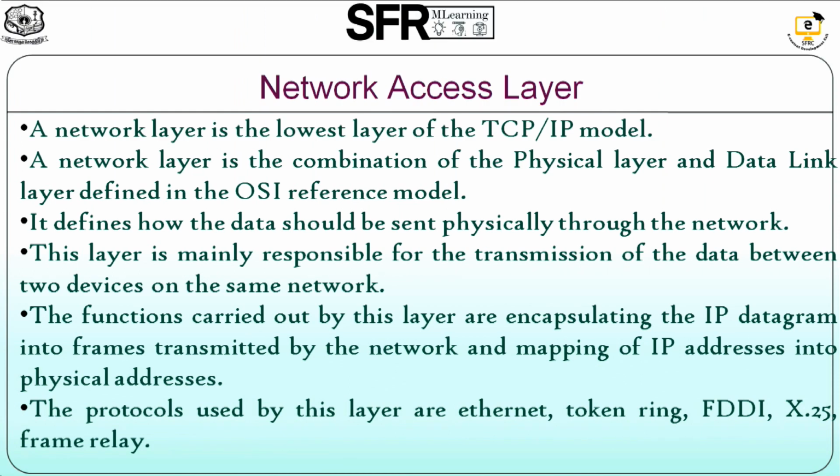The first and lowermost layer is the network access layer. The network access layer is the lowest layer of the TCP/IP model. It is the combination of the physical layer and data link layer defined in the OSI reference model. It defines how the data should be sent physically through the network. This layer is mainly responsible for transmission of data between 2 devices on the same network.